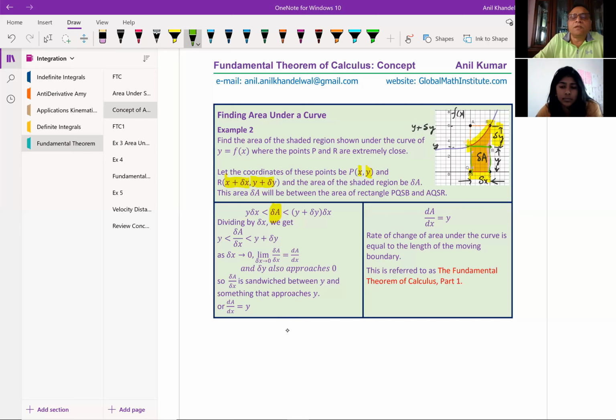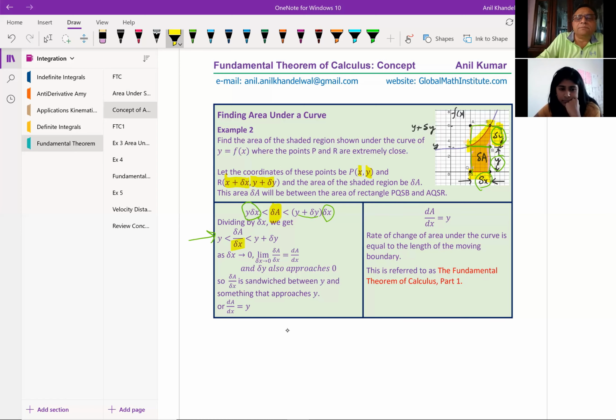The smaller rectangle. So the smaller rectangle side is dx and the length is y. So we can multiply dx and y. It is definitely more than this. On the other hand, we have a bigger rectangle where we have additional length of delta y. So y plus delta y times dx is more than the required area. So definitely, this area is between these two values, right? Now, important thing here is that we have the upper and the lower bound of this area, correct? Let me just divide both sides by delta x.